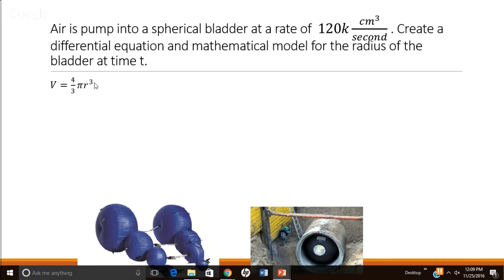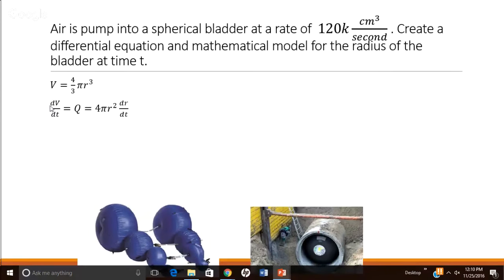So now we know what our dependent variables are, which are volume and radius. We also know what our independent variable is, which is time. And we've got a way of relating them, which is this formula, the volume of a sphere. Let's go ahead and do our implicit differentiation.